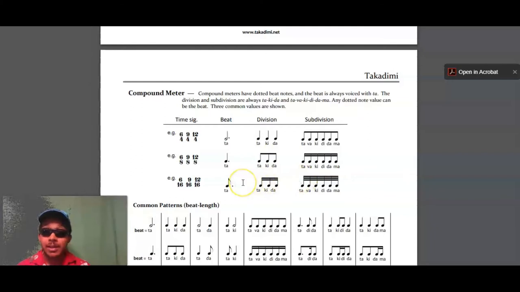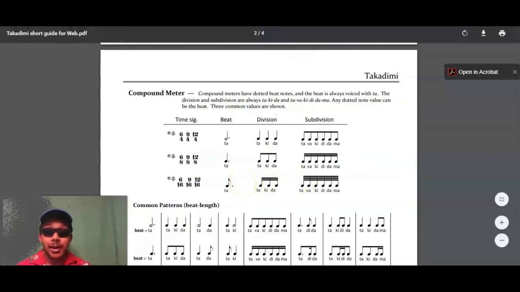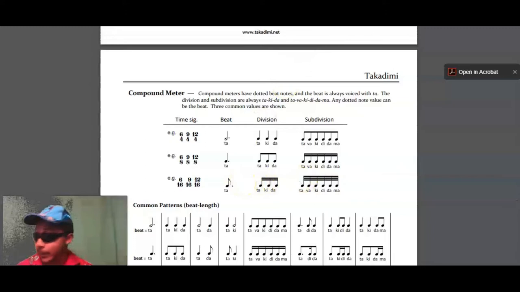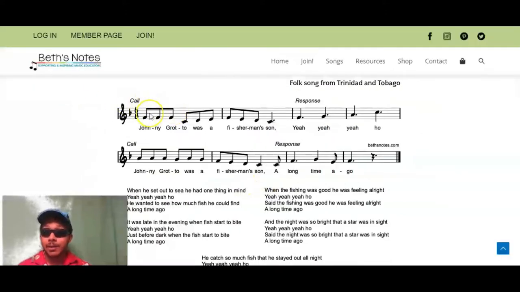Now that we've reviewed our beats and our divisions, let's take a look at our song and read the takadimi syllables together. Notice we have those groupings of eighth notes here and our dotted quarter notes here. Let's start. The beat that I'm going to tap is that dotted steady pulse. Here we go. Ta-ki-da, ta-ki-da, ta-ki-da, ta. Ta, ta, ta. Ta, ta-ki-da, ta-ki-da, ta-ki-da, ta, di-ta, di-ta, ta.